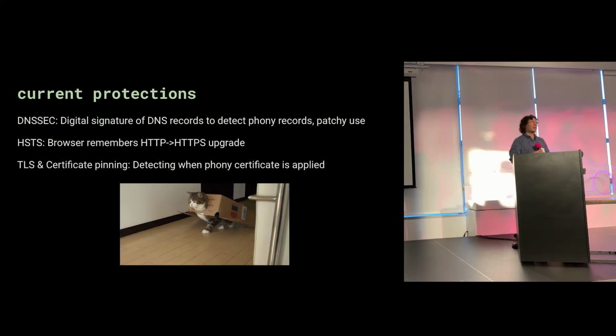HSTS means that the browser will remember when an upgrade to more secure protocols hasn't taken place, and then will get concerned if that security isn't used in subsequent connections. And then TLS and certificate pinning and all the great things that you can find out on the OWASP website are used. So if the red team is trying to put phony certificates across, this kind of security should be there to protect the client.